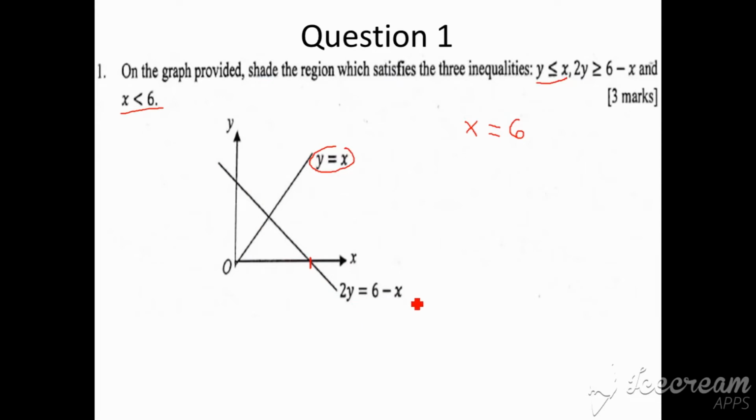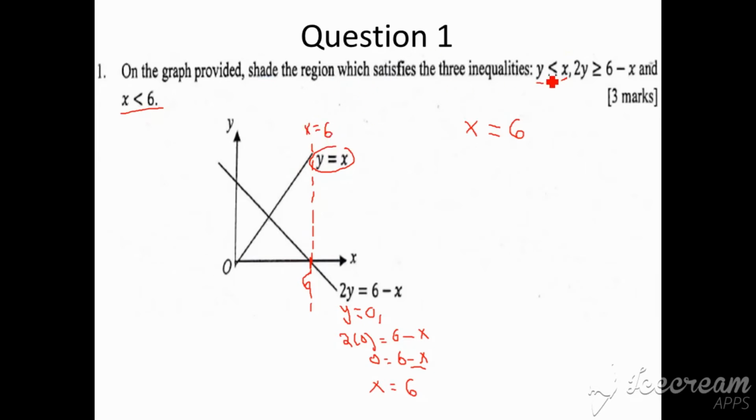X-intercept means y equals 0. So you substitute y equals 0 into this equation. Then you will have 2 times 0 equals 6 minus x. So 0 equals 6 minus x. Minus x, we move to the left-hand side, becomes x equals 6. So this is actually 6. Okay, this is 6 here. So x equals 6 is this vertical line. Because this does not have an equal sign, we have to draw a dotted line. Then you have to state that this is x equals 6.